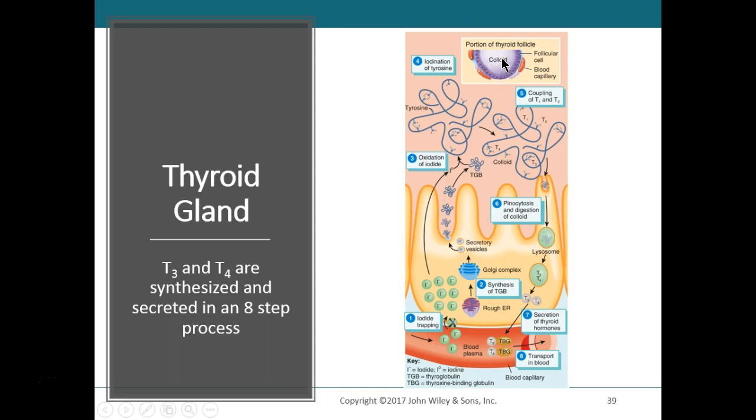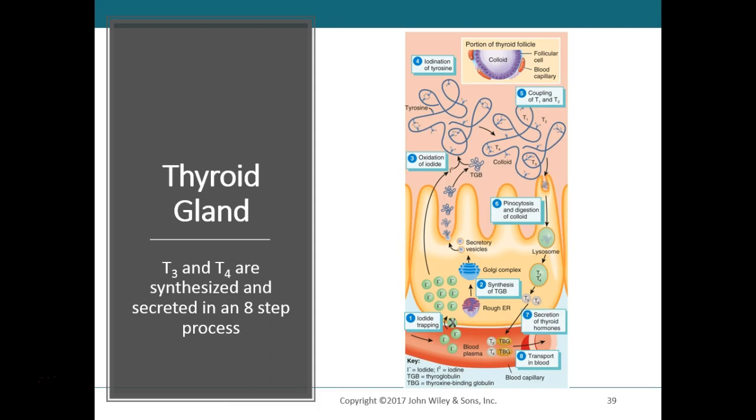Here we have a thyroid follicle. The follicular cells line the outside. The colloid is the jelly matrix in the middle. Okay, so here is a follicular cell. The yellow or the orange here would be the colloid. So the iodines are stored in the colloid.